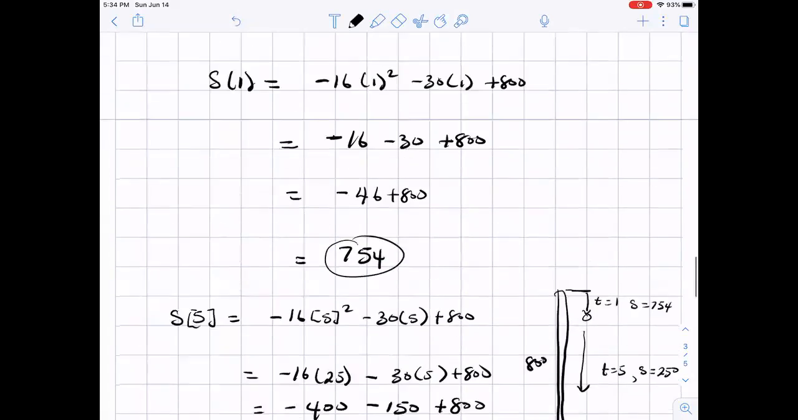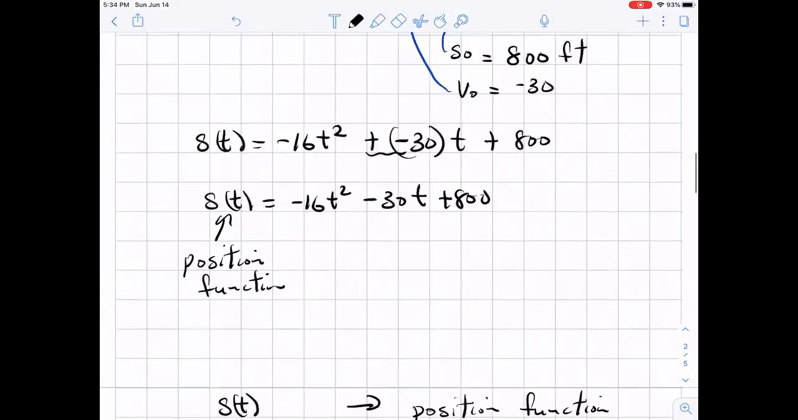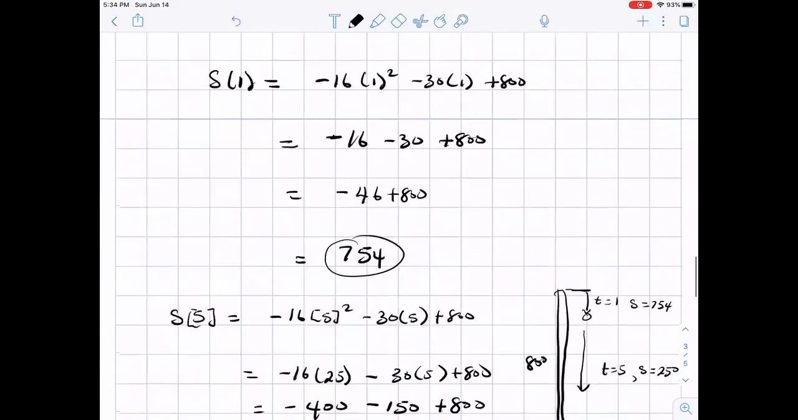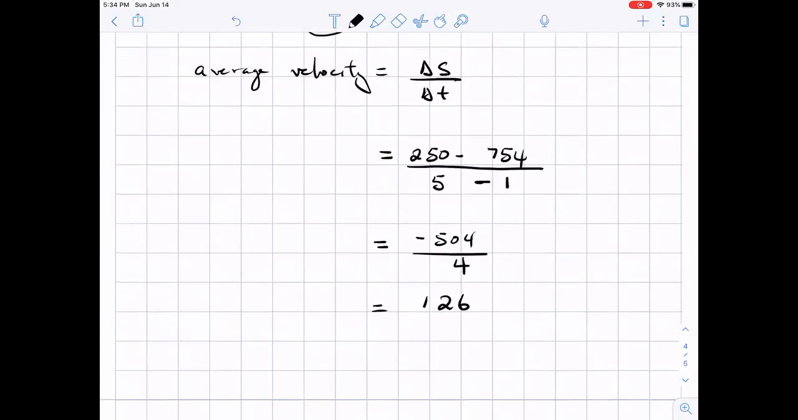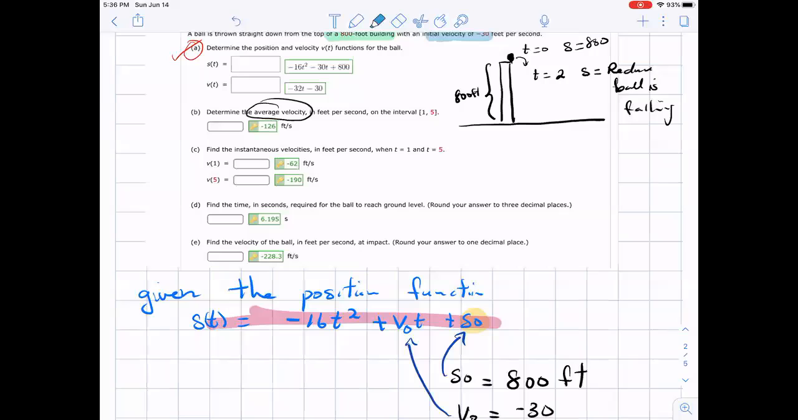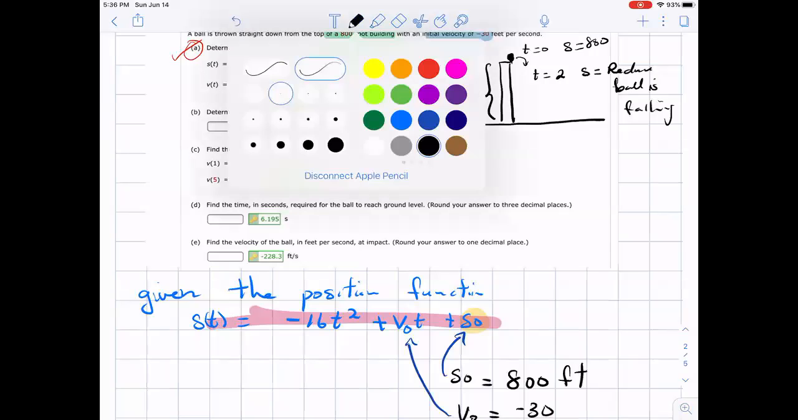Now be careful, if you look back at the problem, it's asking you for the average velocity. And remember, the units here are feet, and the units here are seconds. So the answer has to be feet per second. Now it's going to be negative. This negative implies that it's moving downward. So we're done with part B here.